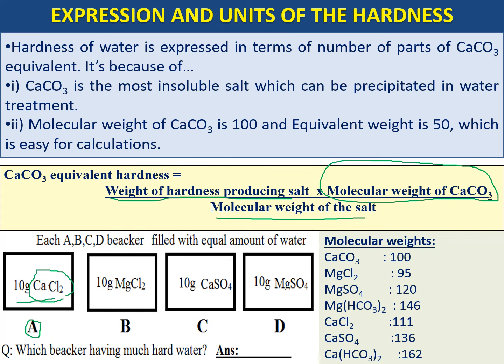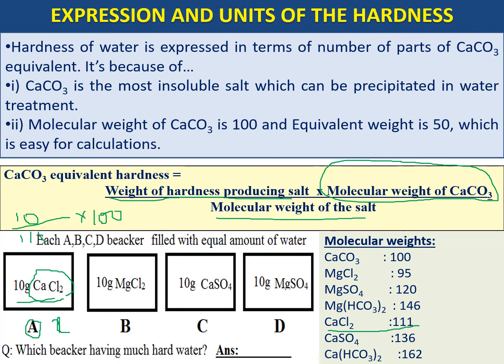So 10 by the molecular weight of hardness causing salt. Here the hardness causing salt is CaCl2, and its molecular weight is 111. So 10 by 111, into the molecular weight of CaCO3. The molecular weight of CaCO3 is equal to 100. So you can get a numerical value here, some x value, you can calculate.